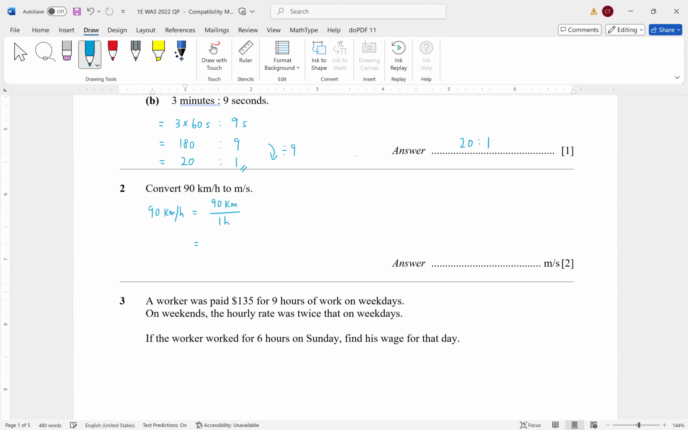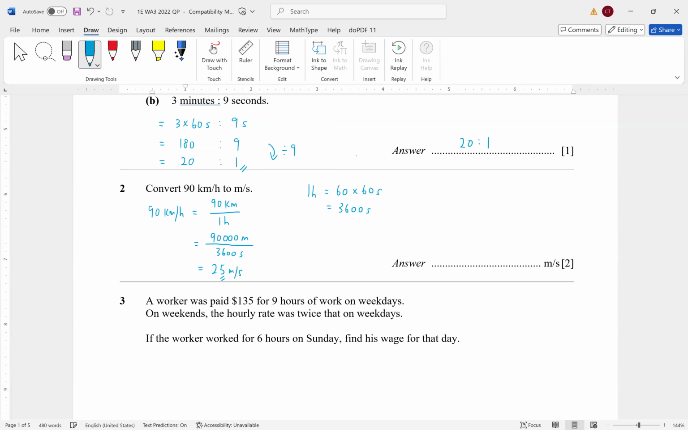1 kilometer is 1,000 meters, so 90 kilometers is going to be 90,000 meters. Then 1 hour is 60 minutes, and each minute is 60 seconds, so 1 hour is going to be 3,600 seconds. We just divide 90,000 by 3,600 and see what answer we get. You'll get 25 meters per second.